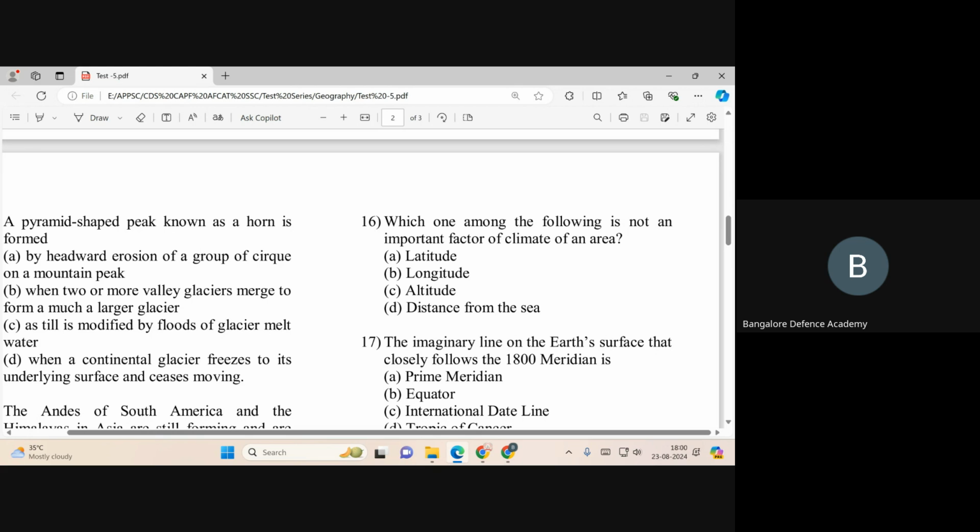For example, have you ever seen a weather report? On TV, the weather report is shown. If you see the Chennai weather report, the maximum temperature will be like 32, 33.